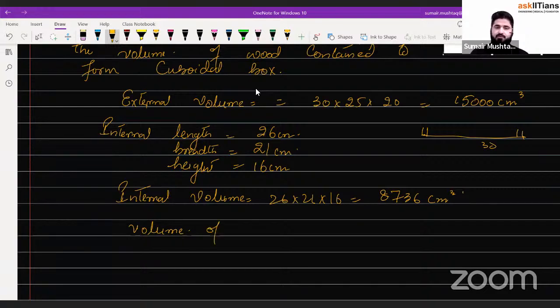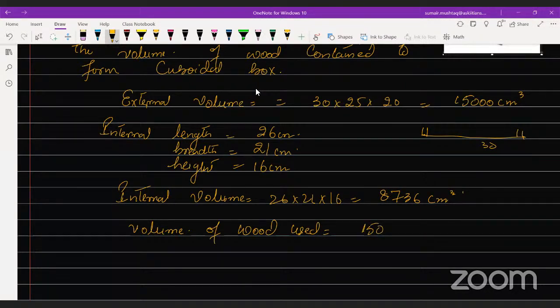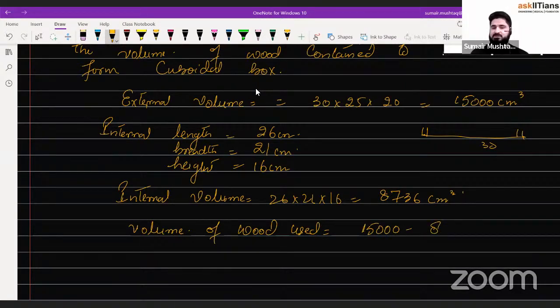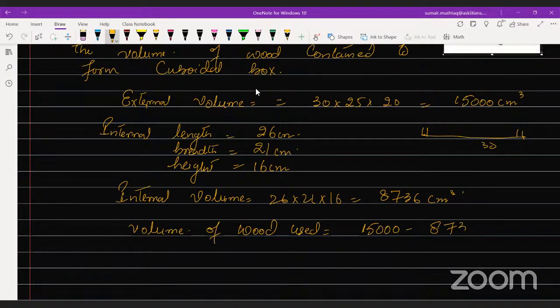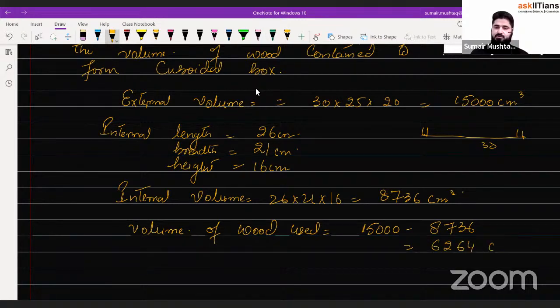Volume of wood used. Is that you, Jatin? Yes, sir. Jatin, you were absent from the past few sessions. Yes, sir. I have my terms coming up. That's why. Okay, 6264 centimeter cube. Is that okay? Okay, Harshita, no issue.